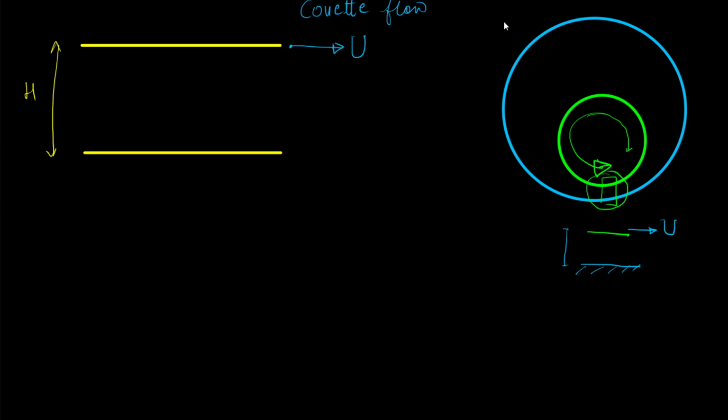In addition to the plate being dragged, you can have a pressure driven component as well. That is, additionally, you can have a pressure which drives the flow. So minus del P star del X can also additionally act in combination with U to drive the flow. So what we will be analyzing is a combined pressure driven Couette flow.